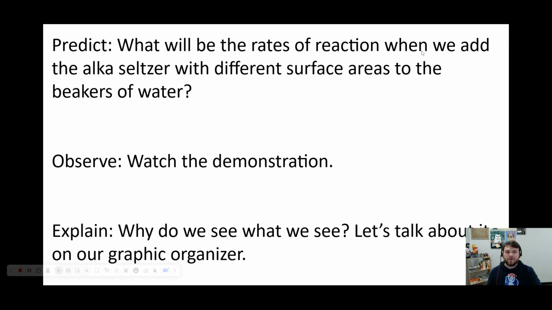Okay. So what we're going to do now is watch a video where I take a solid Alka-Seltzer tablet and put that in water, and we're going to compare that to the rate of a powdered or a severely broken up Alka-Seltzer tablet, with a much higher surface area, and see how that reaction is different. So predict, which one will go faster, the solid Alka-Seltzer tablet or the broken up one, and then watch this video, and then we will explain why.